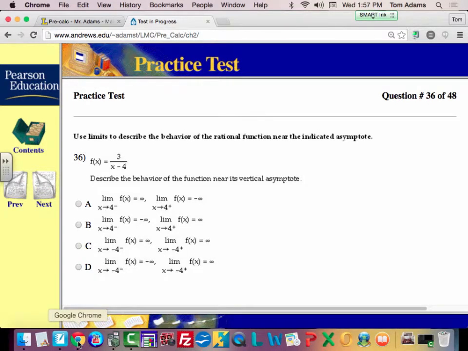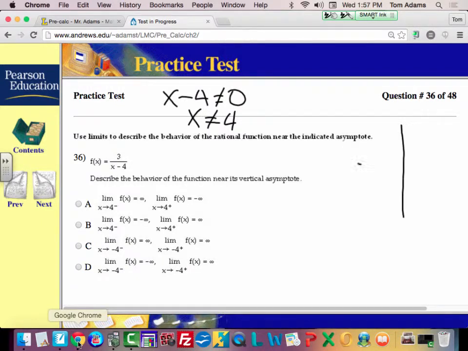All right, so for this one it says use limits to describe the behavior of a rational function and indicate the asymptote. So the asymptote occurs when the denominator, x minus 4, is equal to 0, because really it can't equal 0. That occurs when x is not equal to 4. So when I go to graph this thing, at x equals 4, or x cannot equal 4, there's a vertical asymptote.